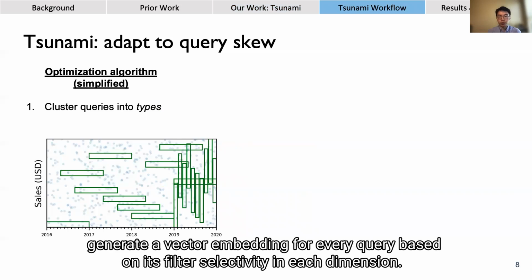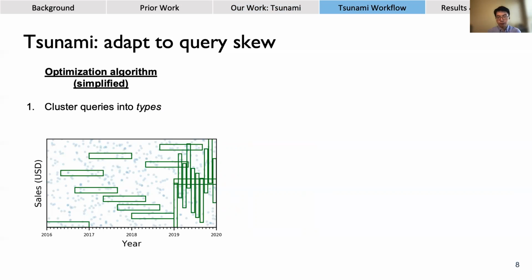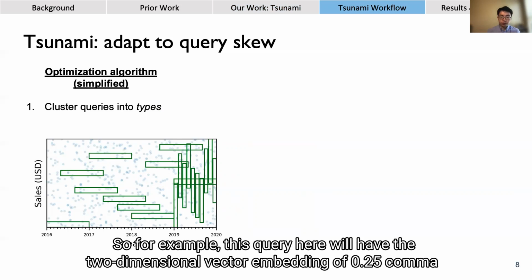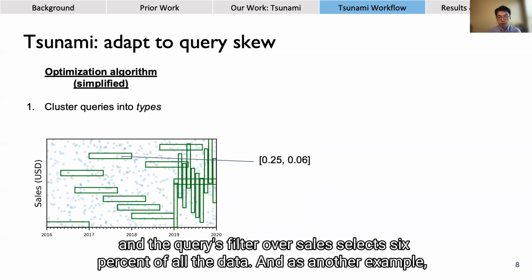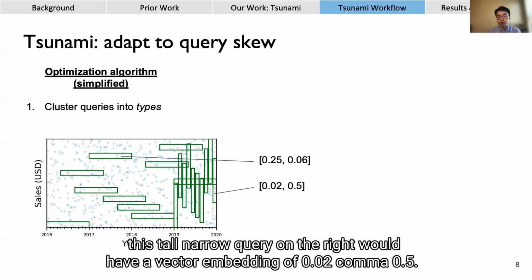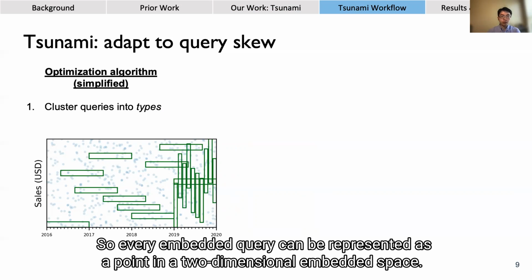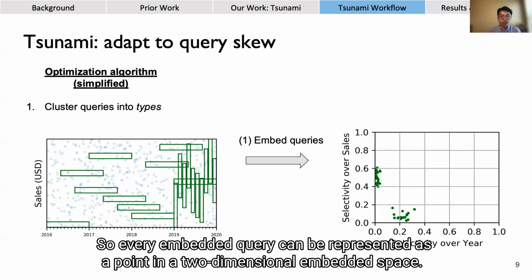And to do that, we're going to generate a vector embedding for every query based on its filter selectivity in each dimension. So for example, this query here will have the two-dimensional vector embedding of 0.25, 0.06. And that's because the query's filter over year selects 25% of all the data, and the query's filter over sale selects 6% of all the data. And as another example, this tall, narrow query on the right would have a vector embedding of 0.02, 0.5. So every embedded query can be represented as a point in a two-dimensional embedded space.